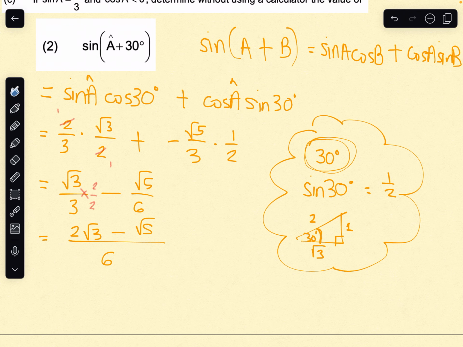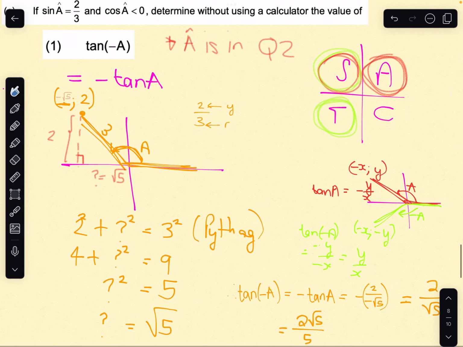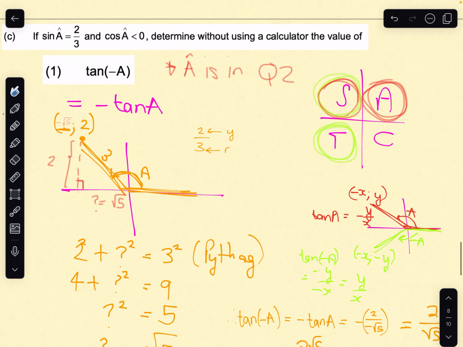And of course, at the end of the day, you can use your beautiful calculator to just double check your answer.